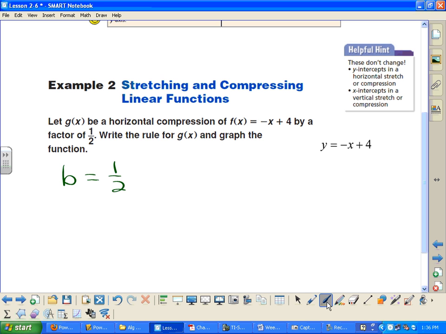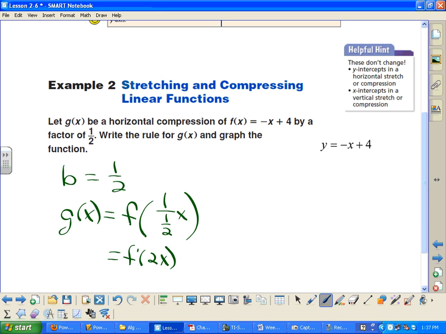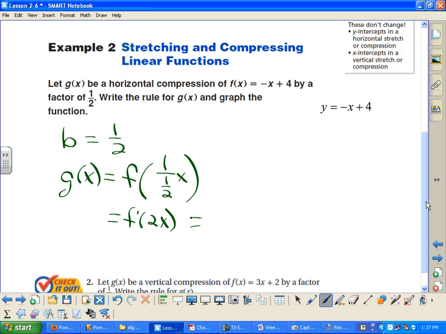So that means I'm going to do my g of x is going to be f of 1 over 1/2. Well, all that is the reciprocal. Okay? What's the reciprocal of 1/2? 2/1, which is 2. Okay? So this is going to be f of 2x. So that means I'm going to put 2x in for x. So we have negative 2x plus 4, or negative 2x plus 4.